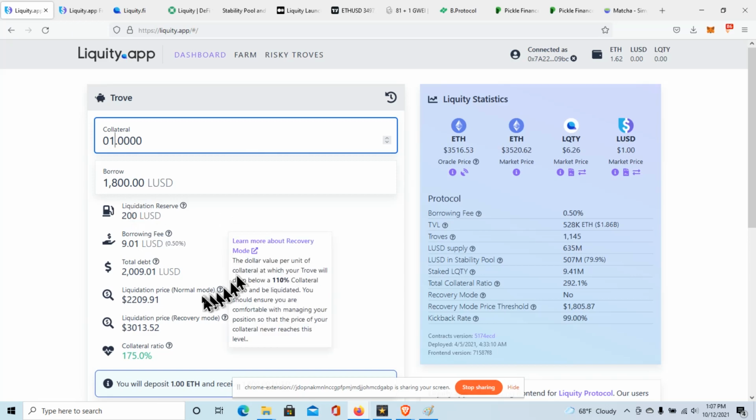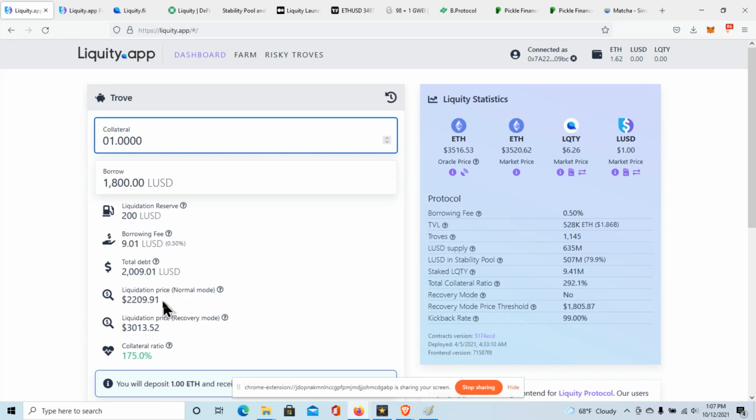So here's a really important number to understand. That's the liquidation price, and accounts get liquidated when their collateralization ratio goes below 110%. Okay, so right now, given these numbers, you're at 175%. That's when the protocol is in normal mode. Normal mode is when the total collateral ratio is above 150%. This is calculated by the TVL, which is 1.86 billion in ETH, and the total LUSD supply, right? So that is 292%.